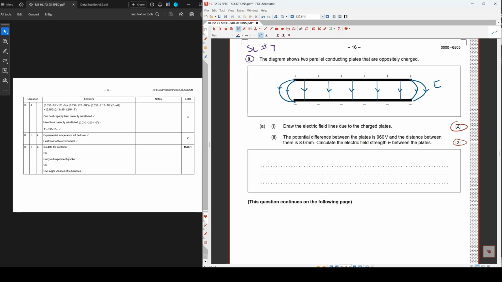Then they give me the potential difference between the plates and the distance between the plates, and they say calculate the electric field strength. They've been beating me up with some of this paper 2 stuff, but this one is a gift because I studied my data booklet, and that's literally just a data booklet equation. The electric field strength between 2 parallel plates is the voltage divided by the distance between the plates. All I got to do is 960 volts divided by 8 millimeters. Let's turn that into meters. Millimeters times 10 to the minus 3. I divide, I get 120,000 volts per meter, aka newtons per coulomb.